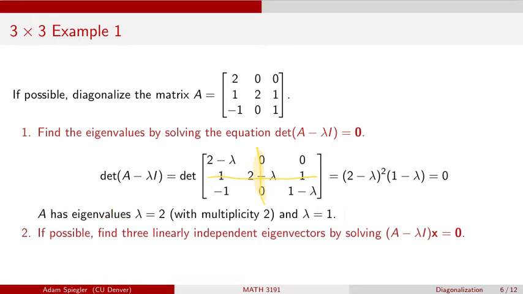So this tells us we have 2 different eigenvalues. Lambda equals 2 has multiplicity 2, and lambda equals 1 has multiplicity 1. So now that we've identified the 2 eigenvalues, let's try and find eigenvectors and then see whether we have enough eigenvectors to diagonalize this matrix.